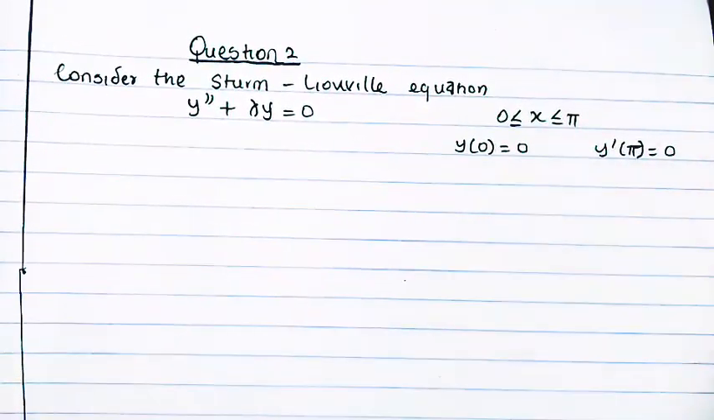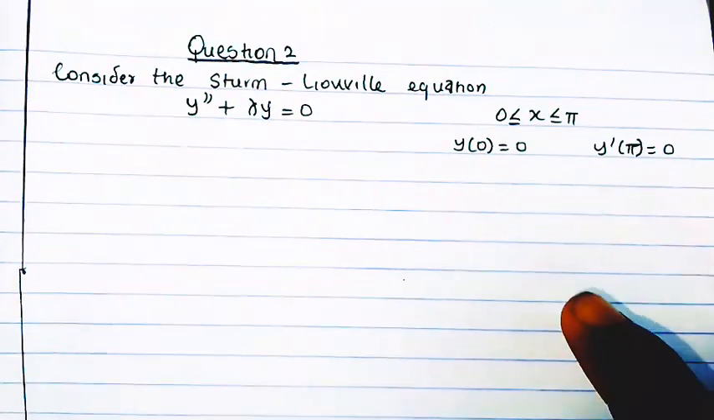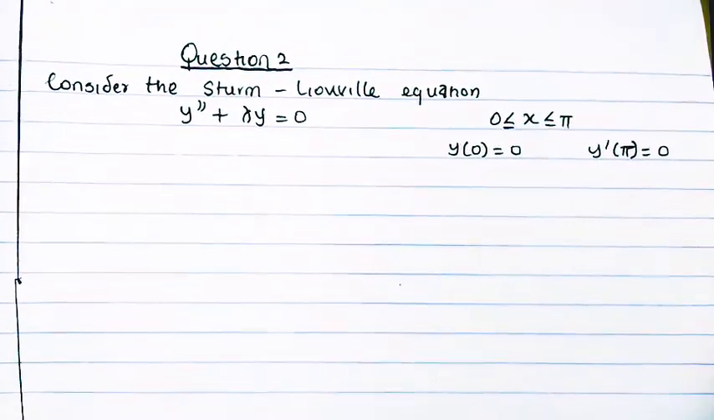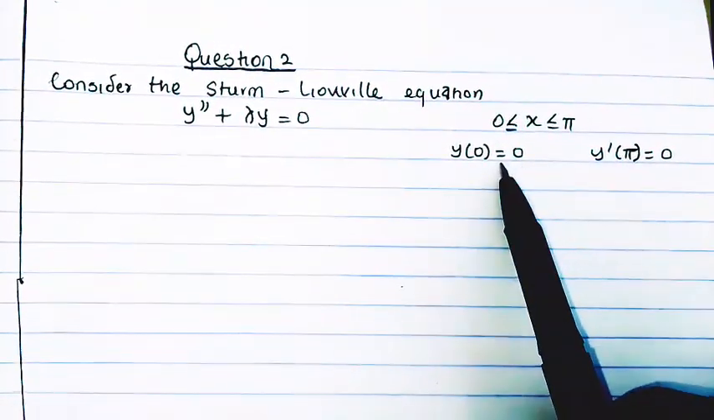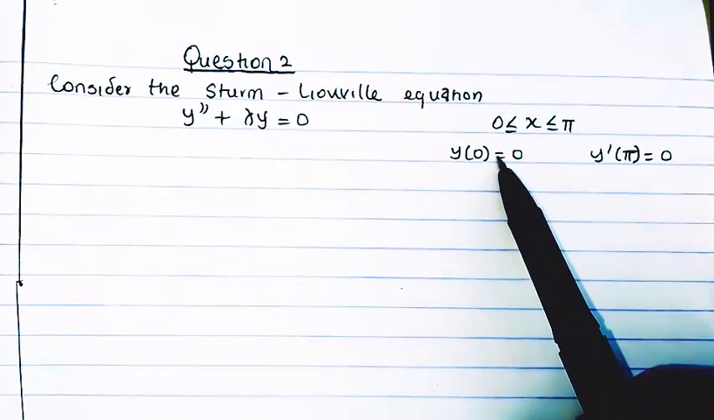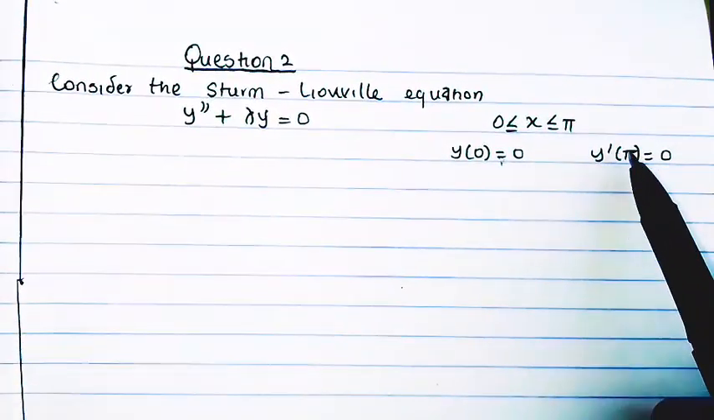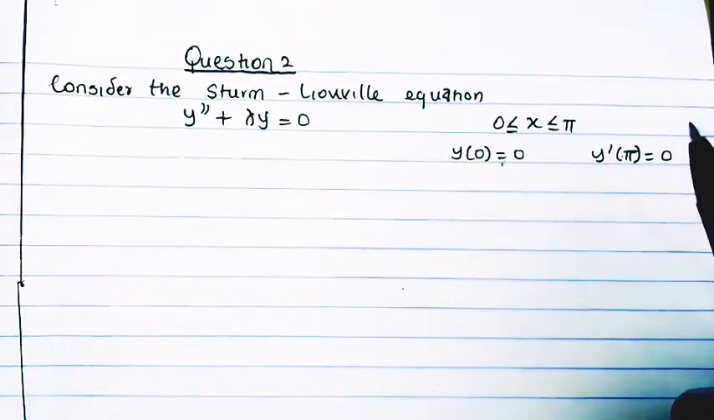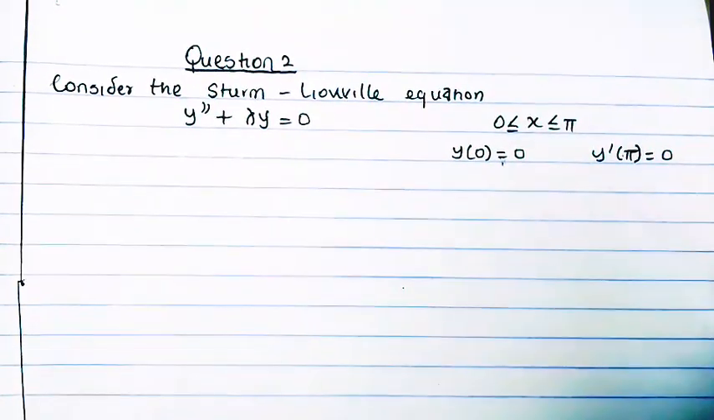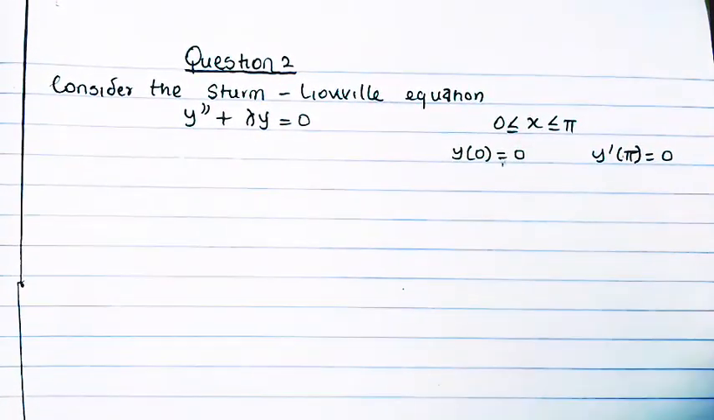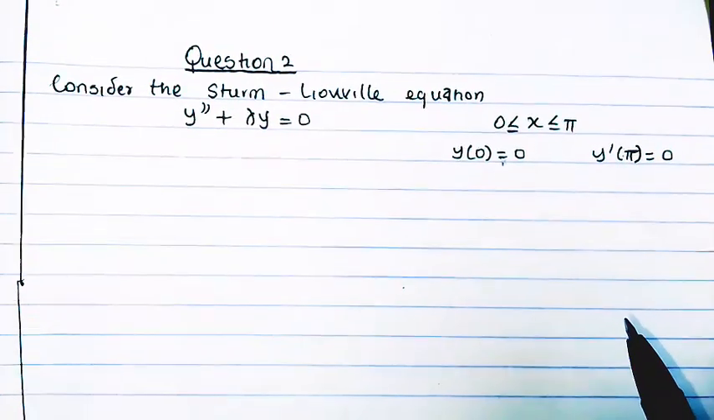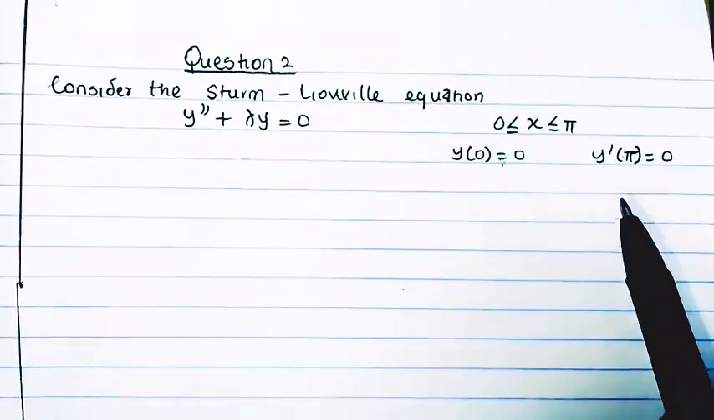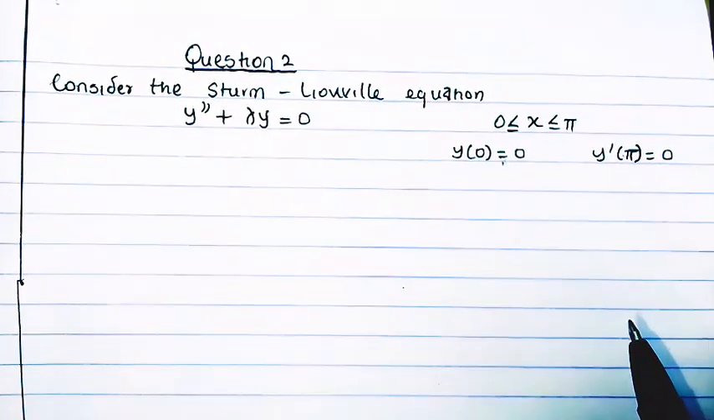Now we are given the condition that when x is equal to 0, y is equal to 0, which is right here. And we're also given that when x is equal to pi, y prime is also equal to 0. In this case, unlike our first example, we are given y prime.